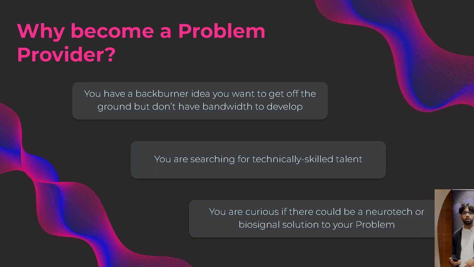Why become a problem provider? There's a couple of benefits to being a problem provider. The first one being, maybe you have a backburner idea that you want to get off the ground, but you don't have the bandwidth to develop it yourself. natHACKS. Maybe you're searching for technically skilled talent. We bring together over 400 of Canada's brightest minds in neurotechnology here at natHACKS. And maybe you're just curious if there could be a neurotech or biosensing solution or application to your problem. You can explore that through natHACKS.